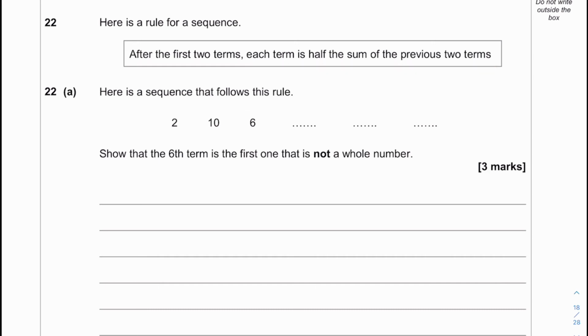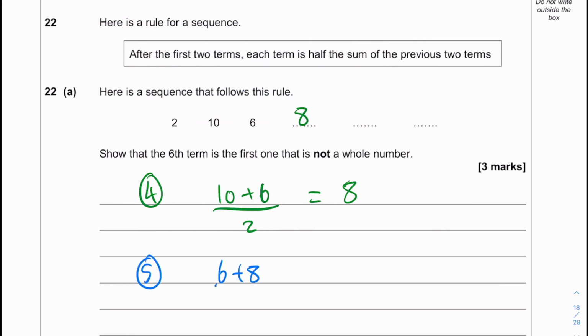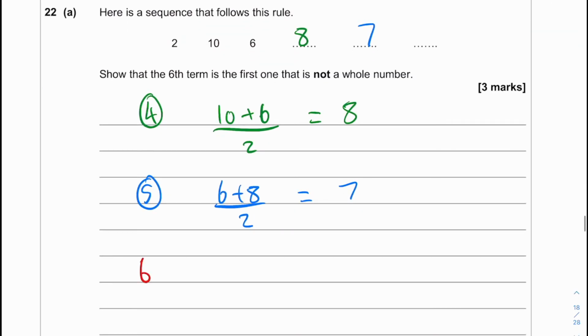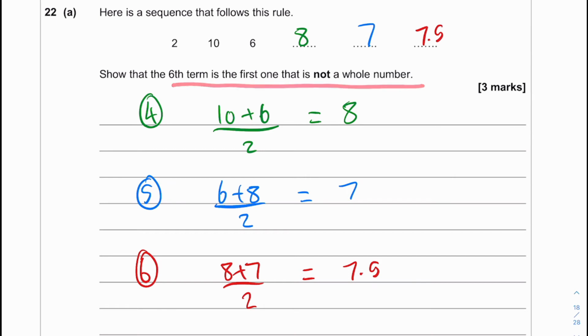So what we do is each term is half the sum of the previous 2 terms. So what we need to do is sum the previous 2 terms, which is 10 and 6. So this is for term number 4. So 10 plus 6 divided by 2, which is 16 divided by 2, which is 8. So we then fill in our 8. The 5th term is going to be 6 plus 8 divided by 2, which is 14 divided by 2, which is 7. And our 6th term, we do the same thing again, 8 plus 7, all over 2, which is equal to 15 over 2, which is equal to 7.5. So as shown, the 6th term is the first one that is not a whole number.